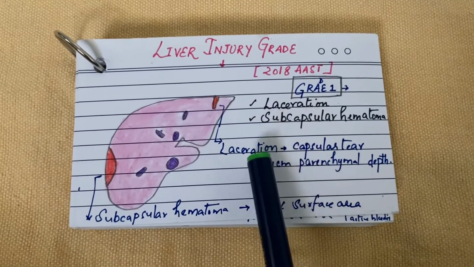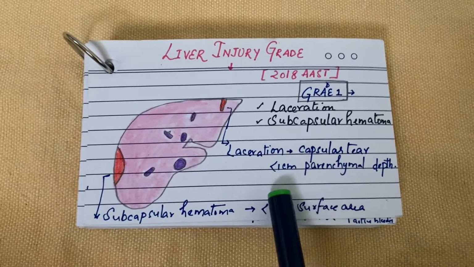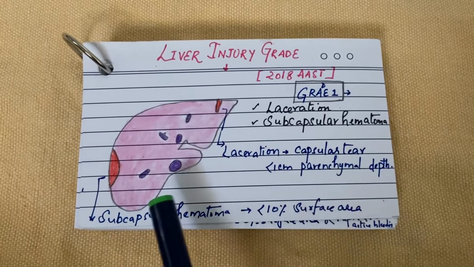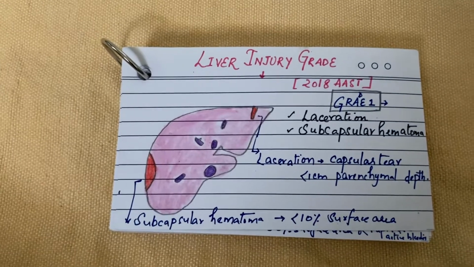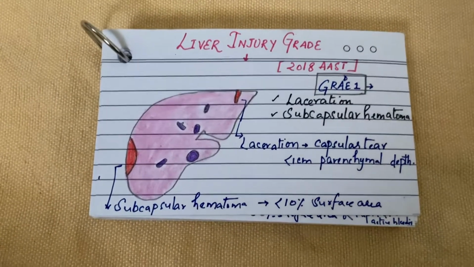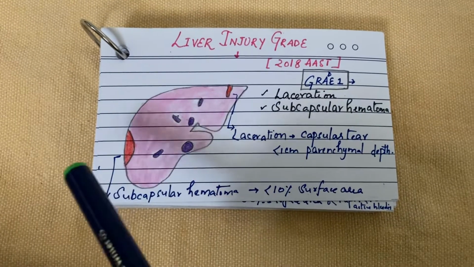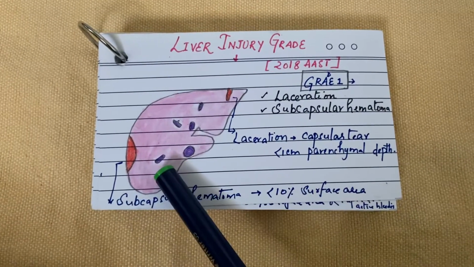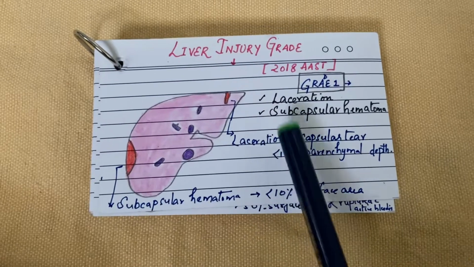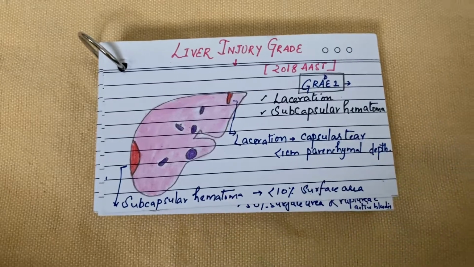For example, if you have a laceration, you can directly mention there is a hepatic laceration 1 cm in depth in so and so segment. Suppose you have a subcapsular hematoma, you can write directly subcapsular hematoma, or you can mention an elliptical hypodensity compressing the normally enhancing liver, measuring so and so, located adjacent to the so and so segment. Like that you can mention. So this is grade 1. In grade 1 we have a laceration and subcapsular hematoma. Laceration is less than 1 cm, subcapsular hematoma covers less than 10% of the surface area.